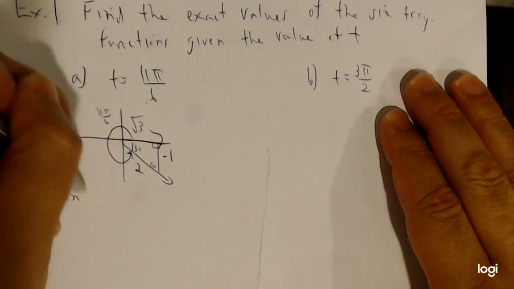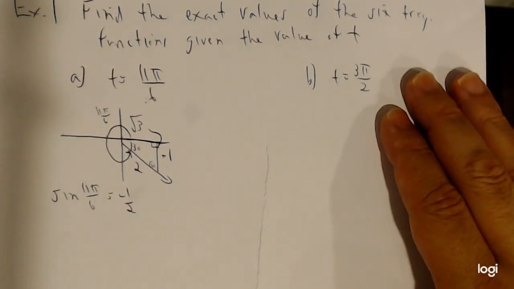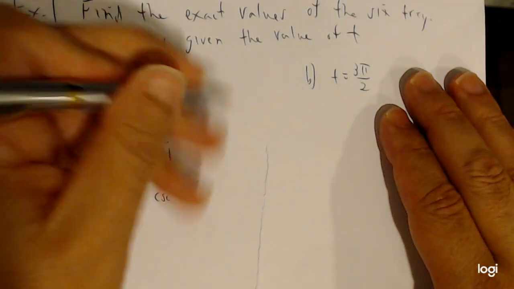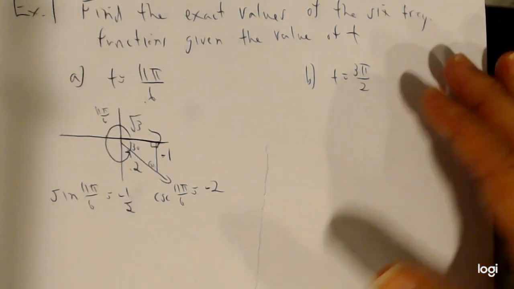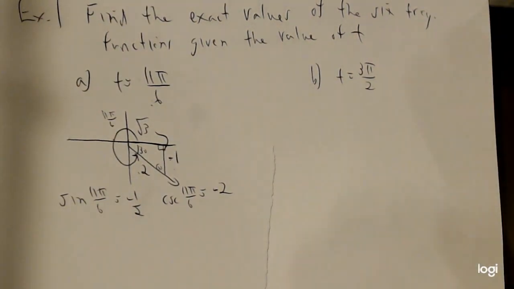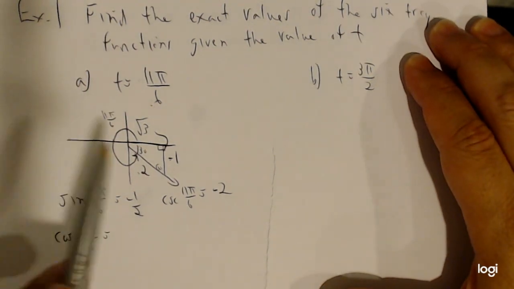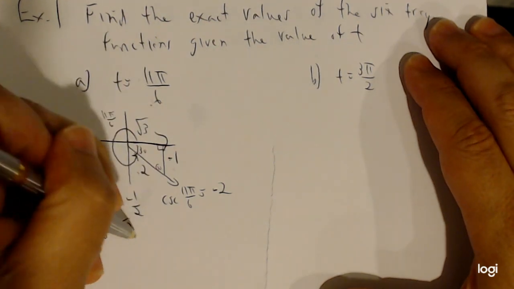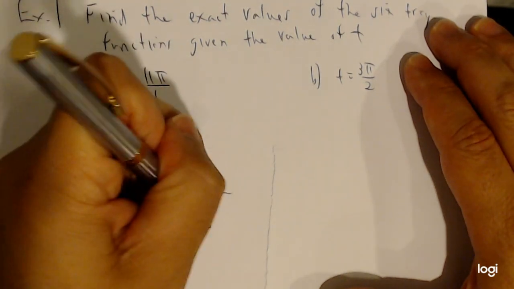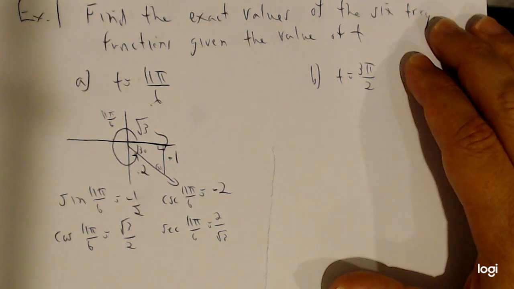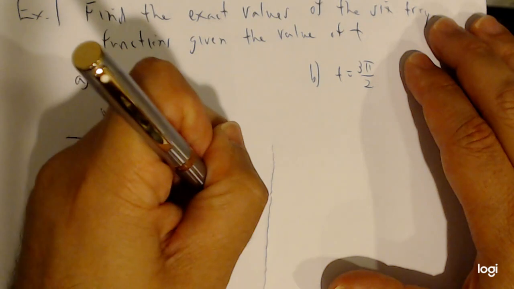So sine of 11 pi over 6 would be y over r, so it's -1/2. Its reciprocal, cosecant of 11 pi over 6, would be r over y, which would be -2. And then we have cosine of 11 pi over 6, which is x over r. That's rad 3 over 2. We have secant of 11 pi over 6, which is 2 over rad 3. And if we want to rationalize this, it would be 2 rad 3 over 3.